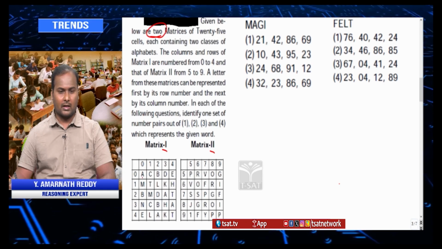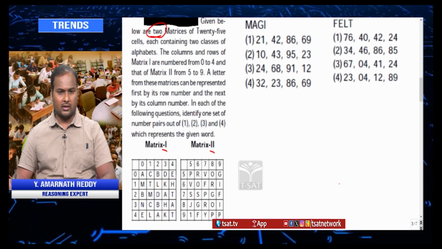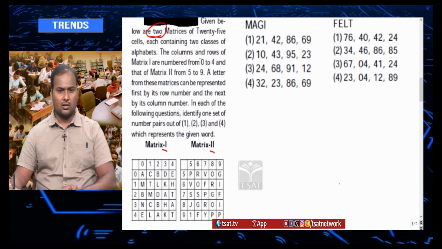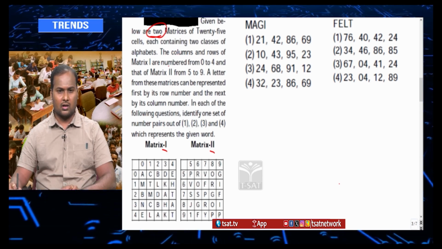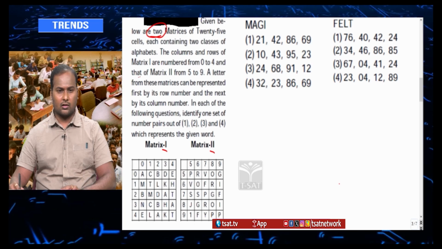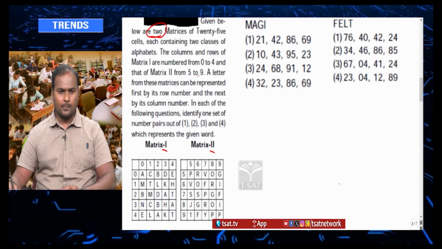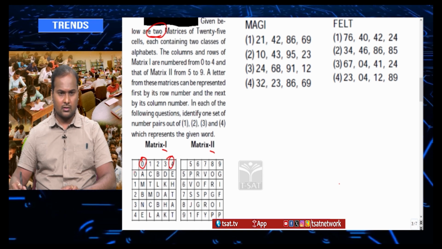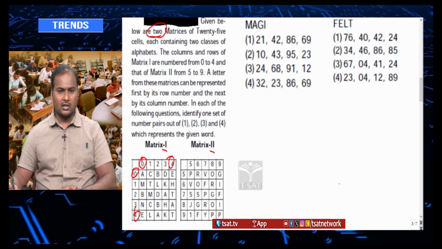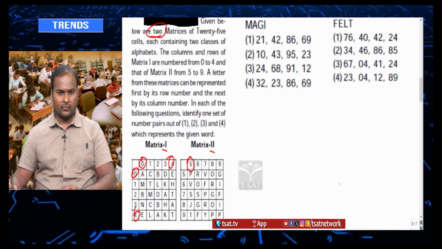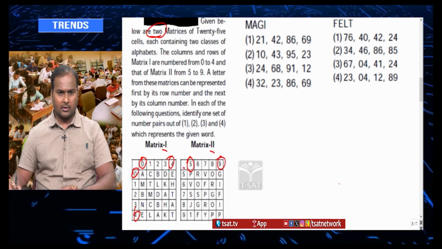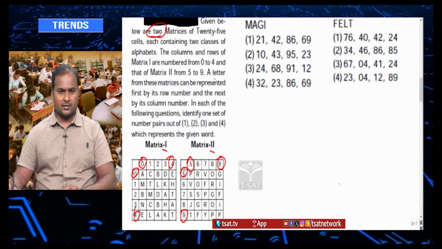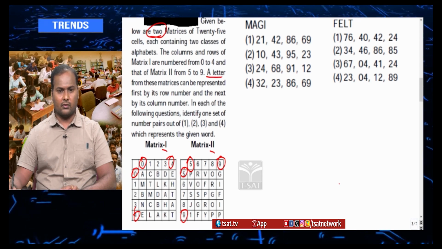What are they? In matrix 1, it is A, C, B, D, E, and here also P, R, V, O, G. So there are different classes of alphabets. The columns and rows of matrix 1 are numbered from 0 to 4, and that of matrix 2 from 5 to 9. You can see here in matrix 1, the number is from 0 to 4, here also 0 to 4. In case of matrix 2, the number is from 5 to 9, here also from 5 to 9.